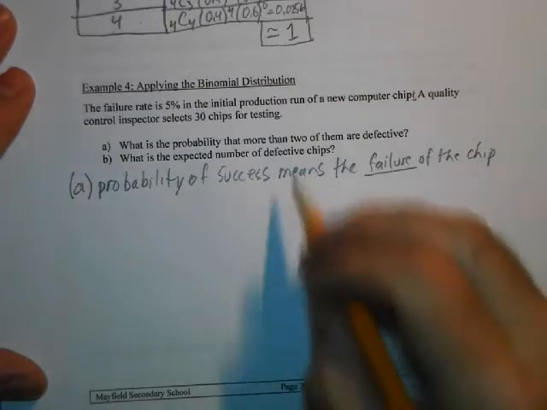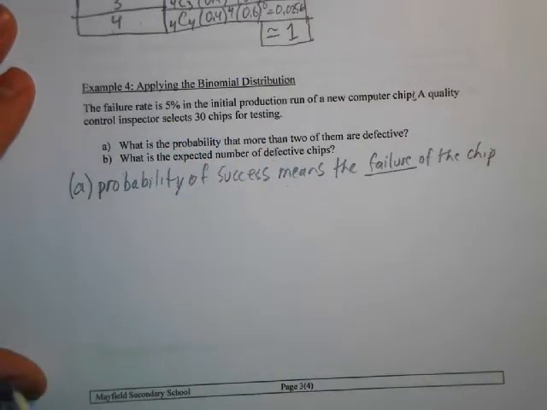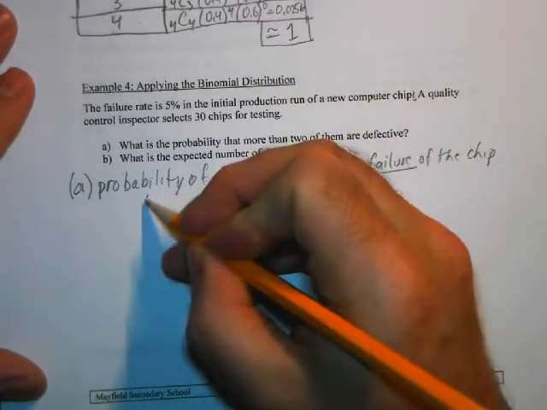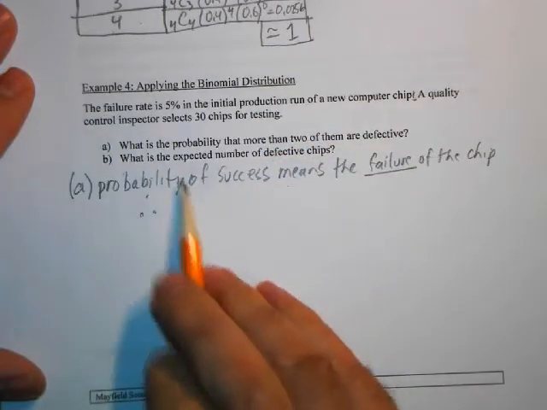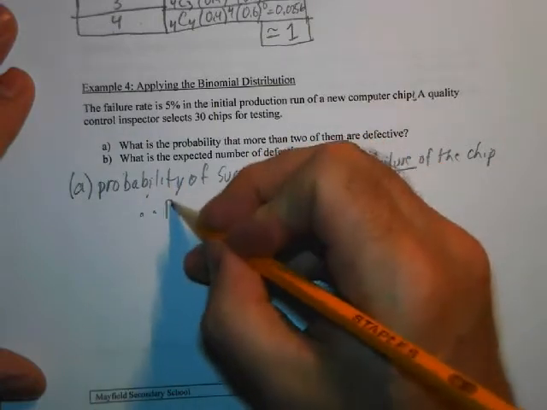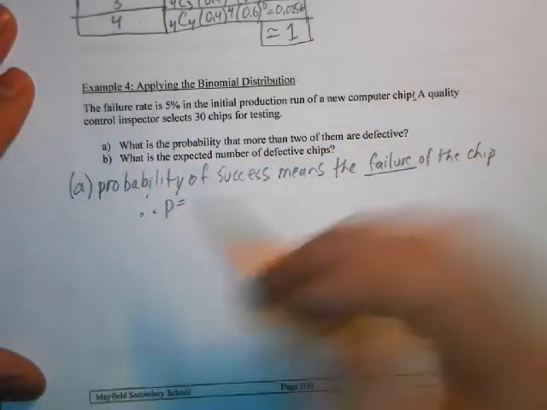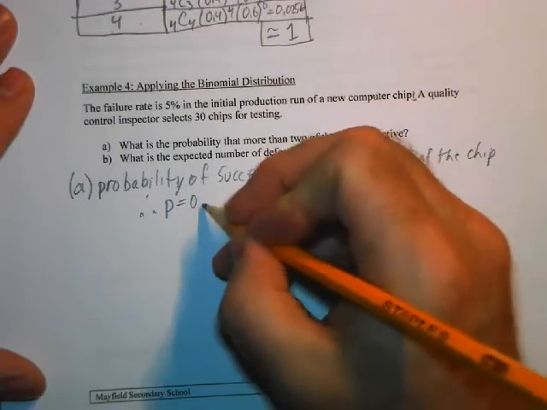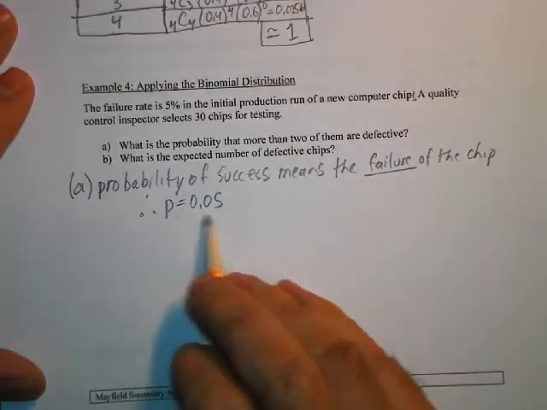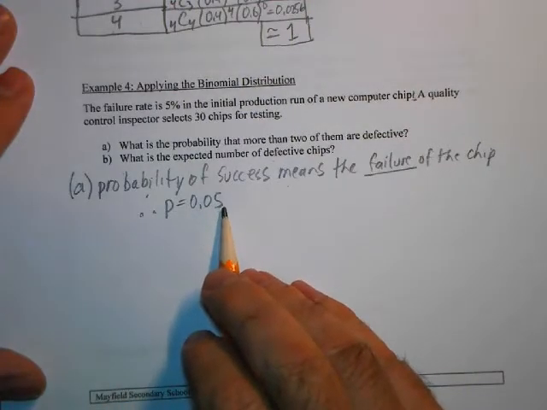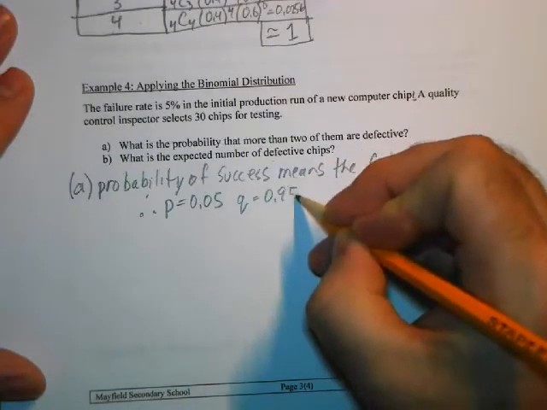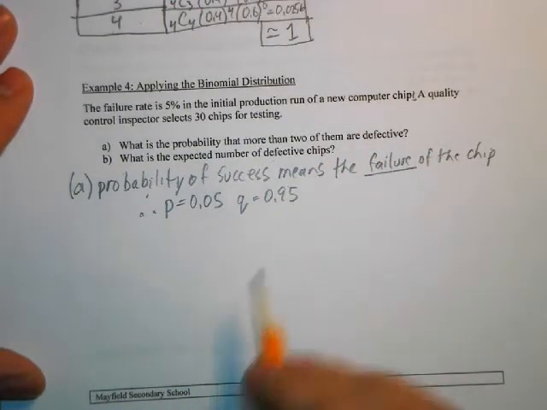Okay, so in our case, it's already said the failure rate is 5%. So that's because failure is our success, that means our p-value is our failure rate. And I know that sounds a little odd, so I'm going to write that as a decimal. So probability of success, meaning the chip failed, is 0.05. Therefore, the probability of failure, meaning the chip was okay, is 95%, 0.95.